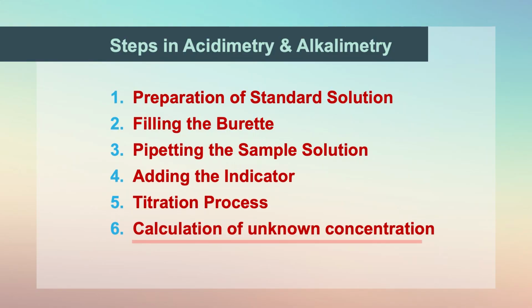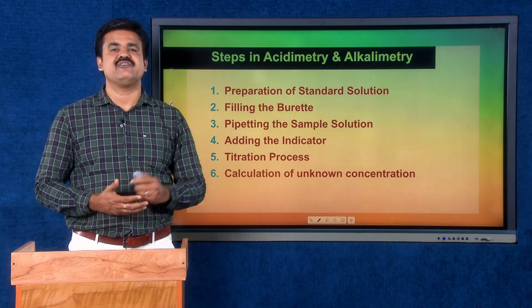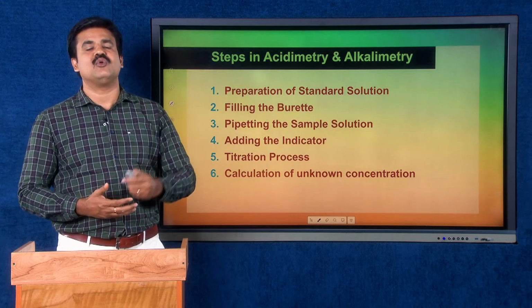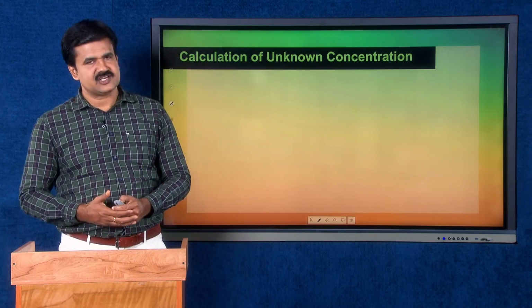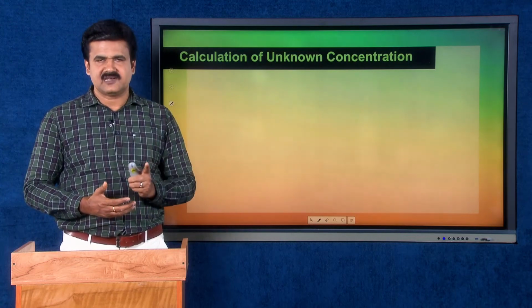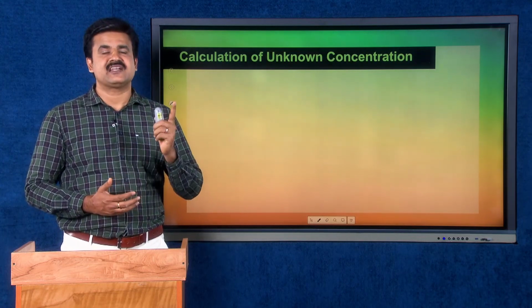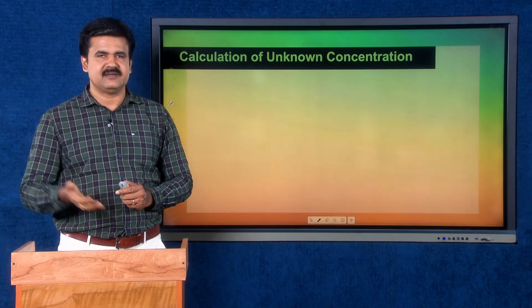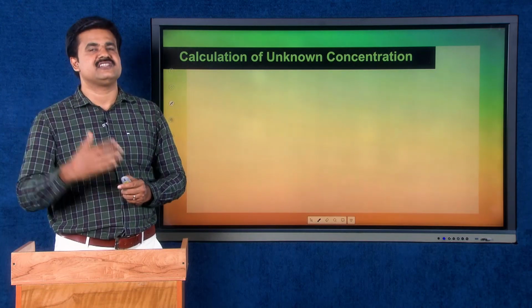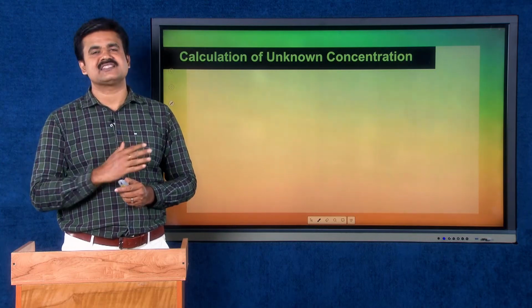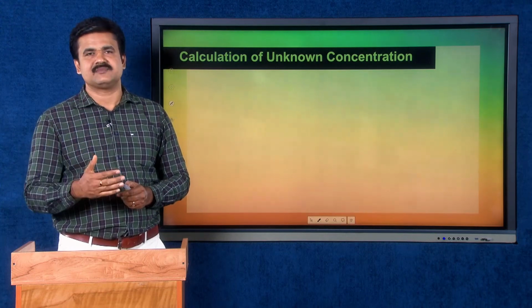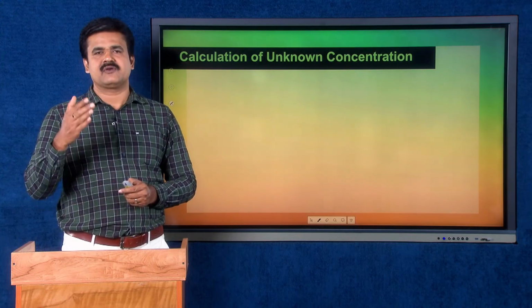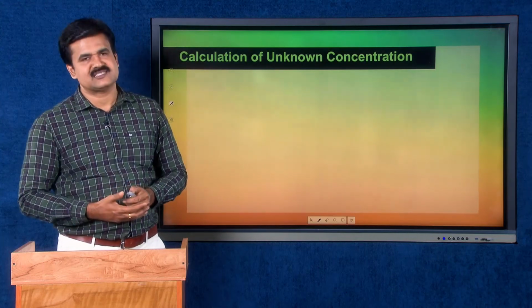And finally, calculation of the unknown concentration by using the formula we learned earlier, that is nothing but N1V1 equal to N2V2, the volumetric formula. Now, calculation of the unknown concentration is very important as far as acidimetry and alkalimetry is concerned. Being volumetric analysis, which is a quantitative analysis, we have to get the exact concentration of the unknown substance, for which we should remember every equation and the concept behind the reaction for getting the exact value of the unknown concentration.